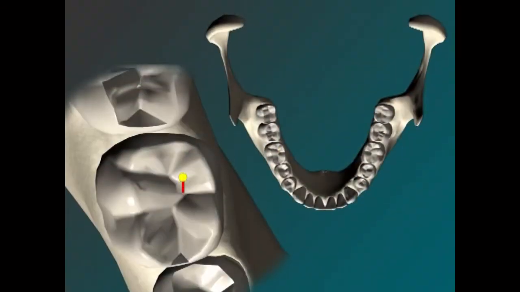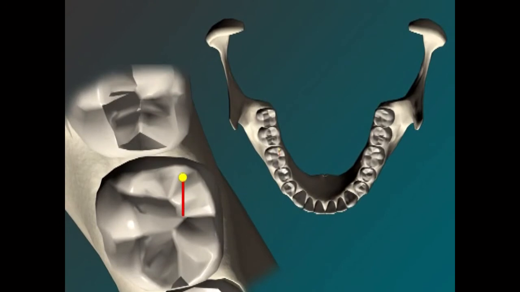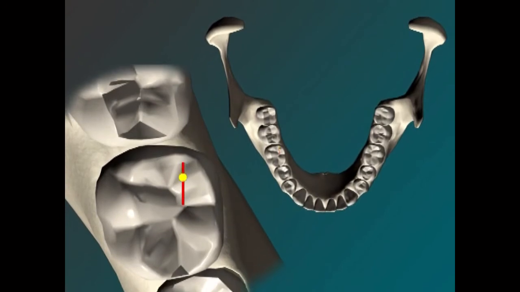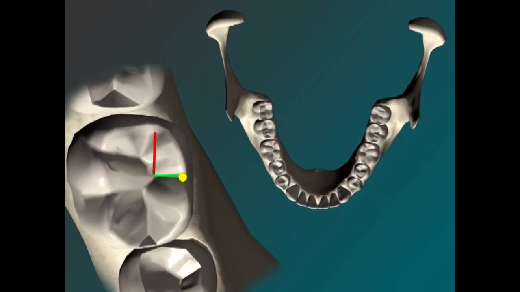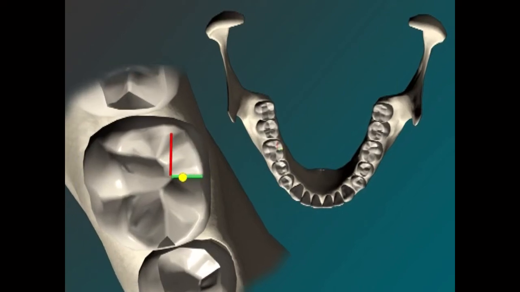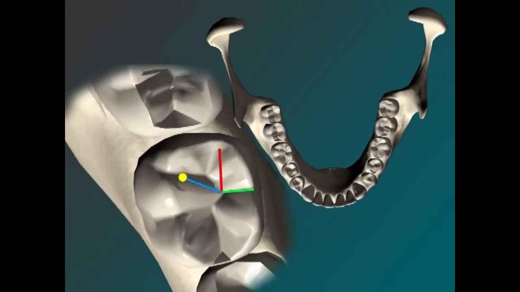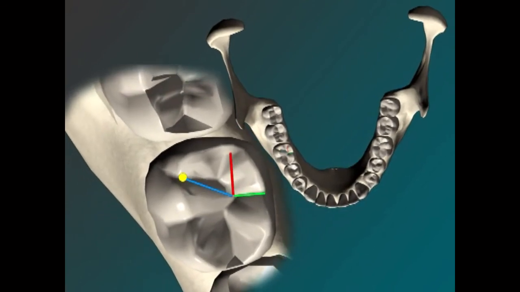In protrusion, the upper cusps move distally across the lower molar. In the working side excursion, the upper cusp escapes between the mesiolingual and the distolingual cusps of the lower molar. In the non-working side excursion, the upper cusp escapes between the mid-buccal and the distobuccal cusps of the lower molar.